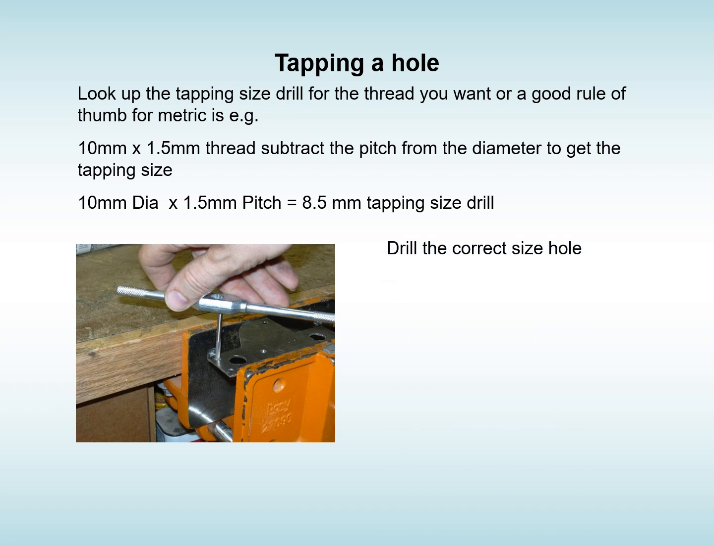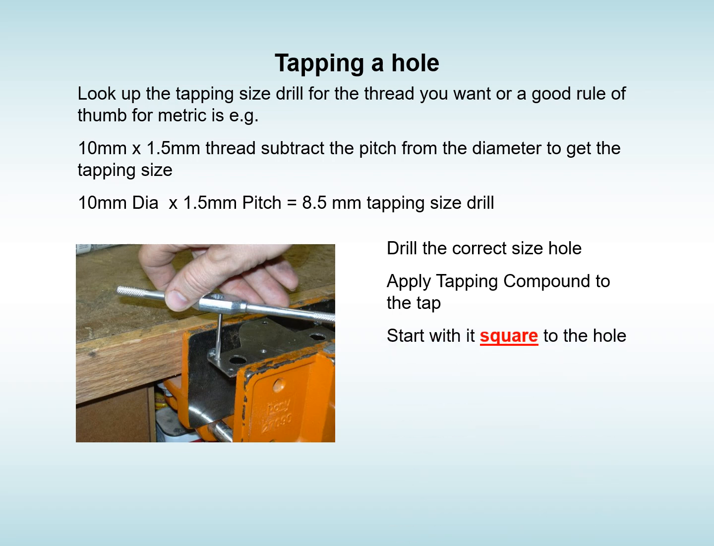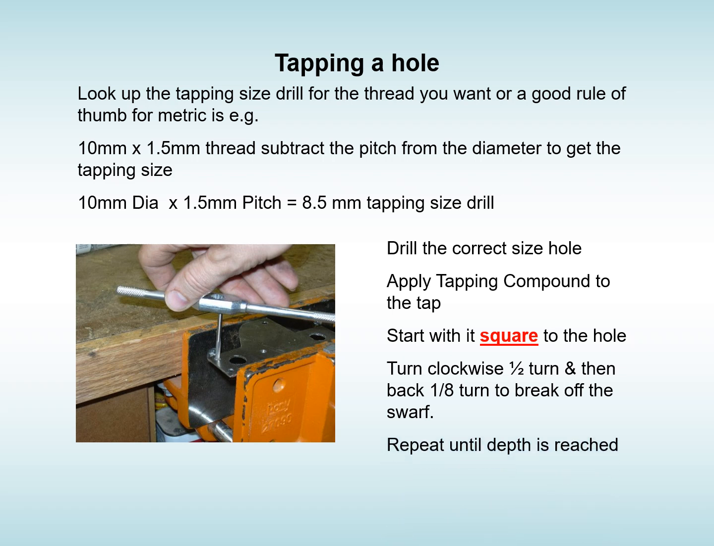So, you've drilled the correct size hole for the tap. You apply tapping compound to the tap. You start with the tap square in the hole, and it needs to be square. You don't want to be tapping a hole on the piss. You turn it clockwise half a turn and then back an eighth of a turn to break off the swarf. You repeat until the depth is reached. And as I was saying before, if it's a blind hole, you follow up using the second and plug taps.